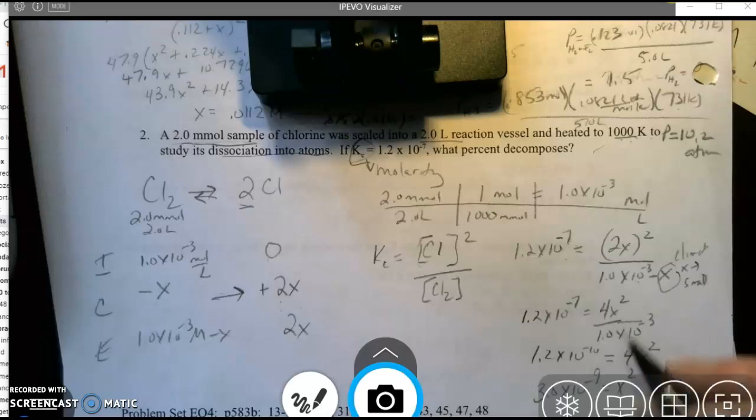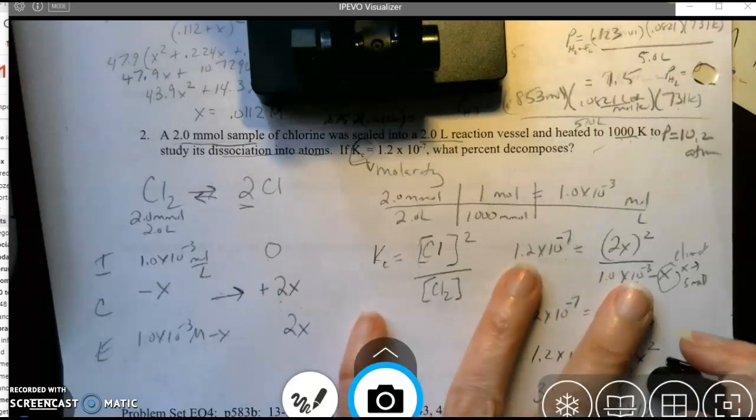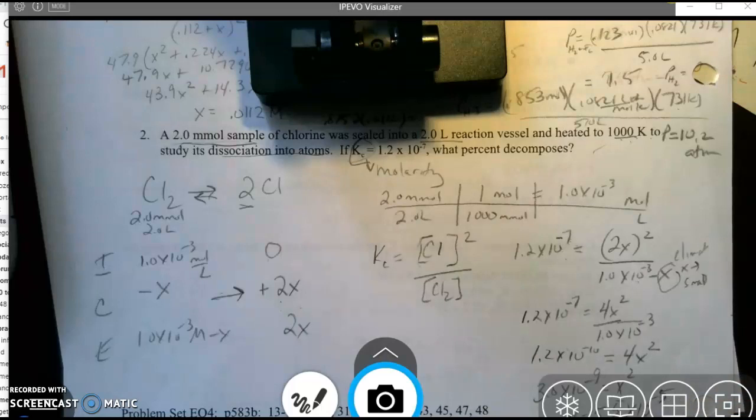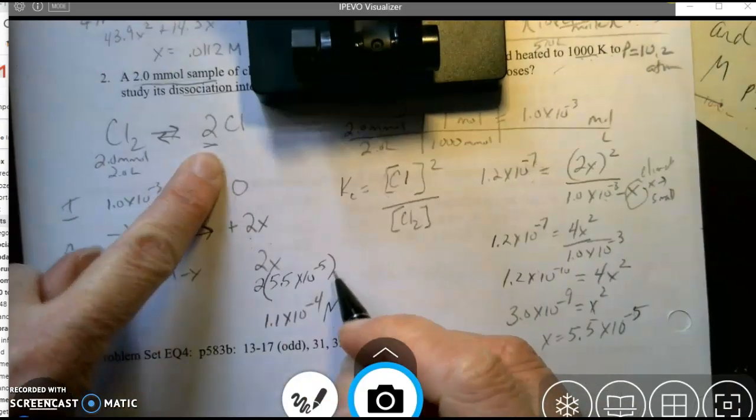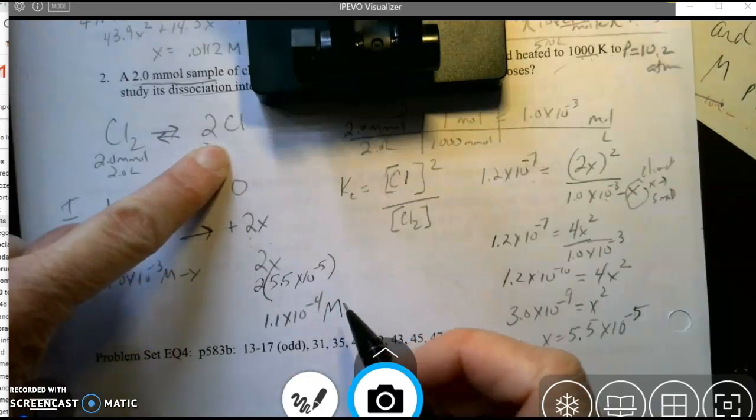And then I'm going to take the square root of that, and x is going to be 5.5 times 10 to the minus 6th. So again, you can see that is really small. I'm sorry, 10 to the negative 5th. Okay. So to find out how much chlorine I have, I'm going to substitute this back in. So I'm going to have 2 times 5.5 times 10 to the negative 5th. So this would be the concentration of the elemental or atomic level chlorine.